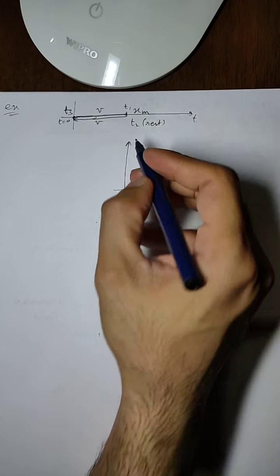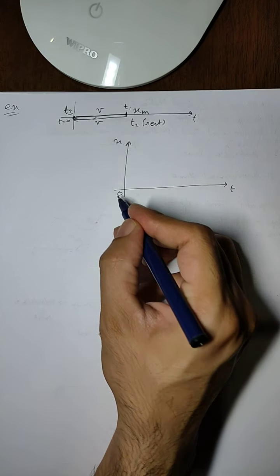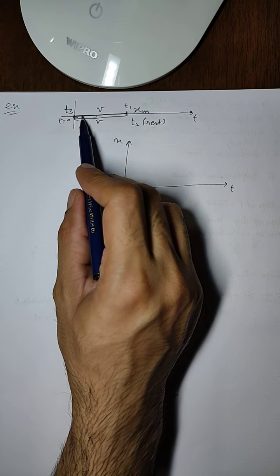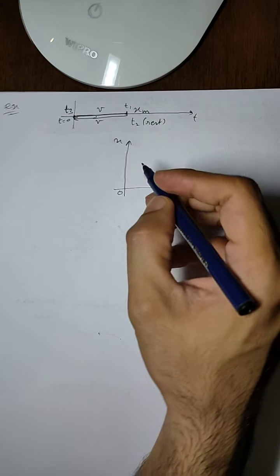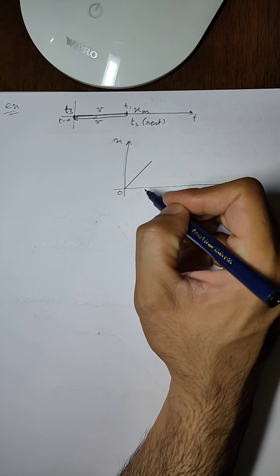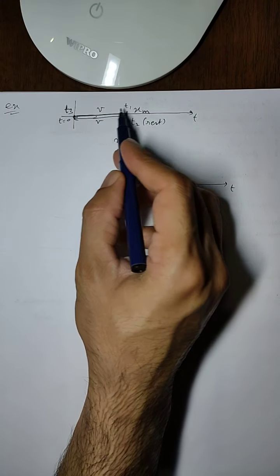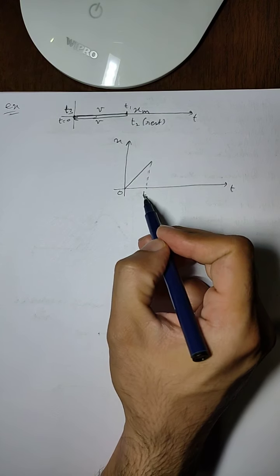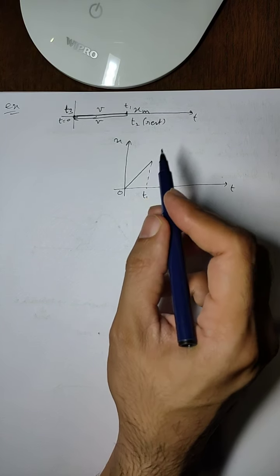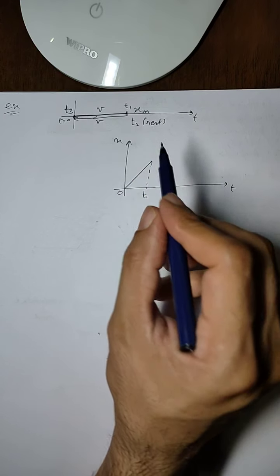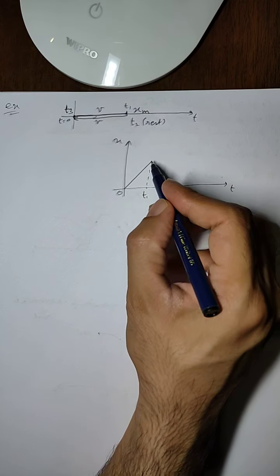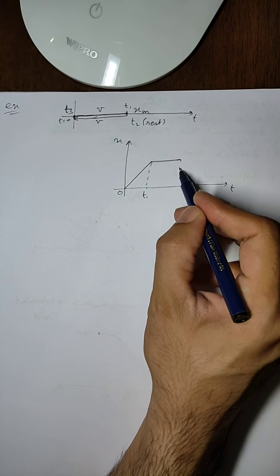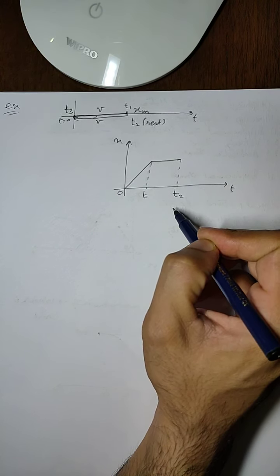then it will look somewhat like this. From 0 the body is starting, the displacement increases, and the body is starting with uniform velocity. That means it will be a straight line till the time t1. So from 0 to time t1 there will be a uniform velocity. Then from t1 to t2 the body is at rest. That means there will be no displacement. So the value of displacement remains the same till time t2.